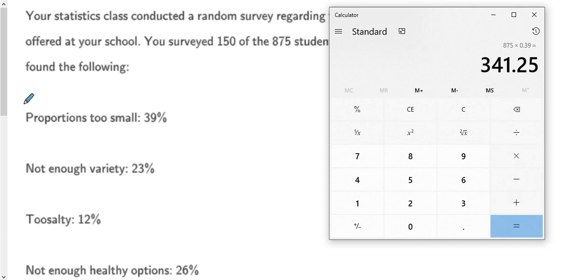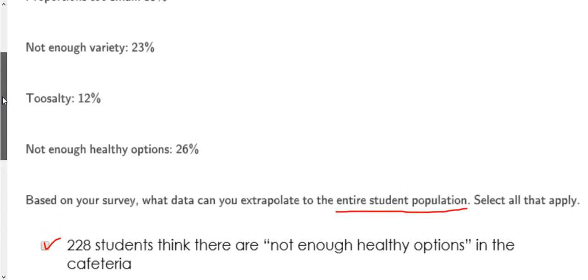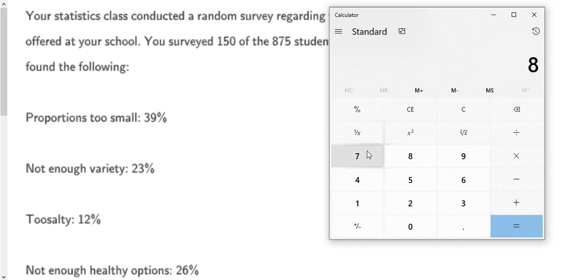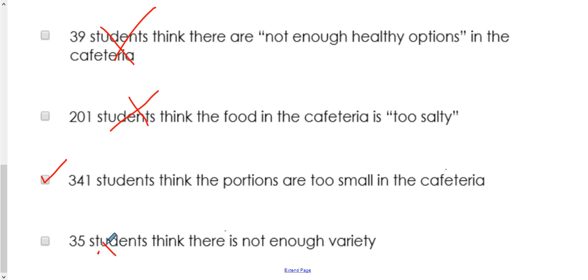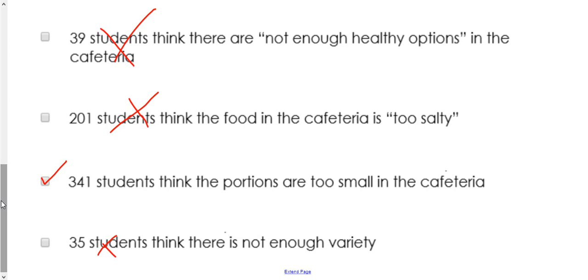And we get 341.25. So we're going to say, yep, that appears to be the correct answer. And 35 students think that there's not enough variety. So we go back up there to not enough variety. That's 23. So we're going to take 23% of this 875. 875 times 0.23 gives us 201 or so. Nope, that's wrong. So we've got our two answers, right? The 228 and the 341.